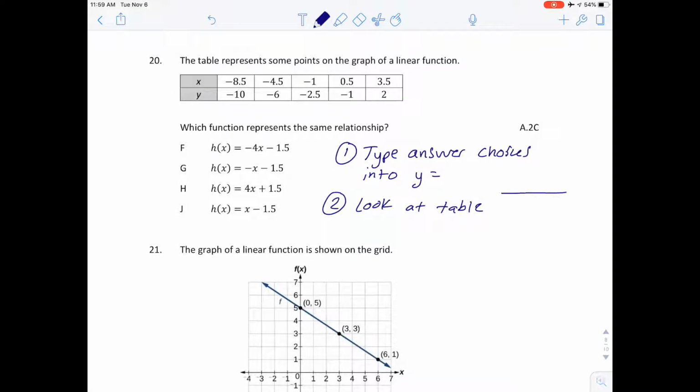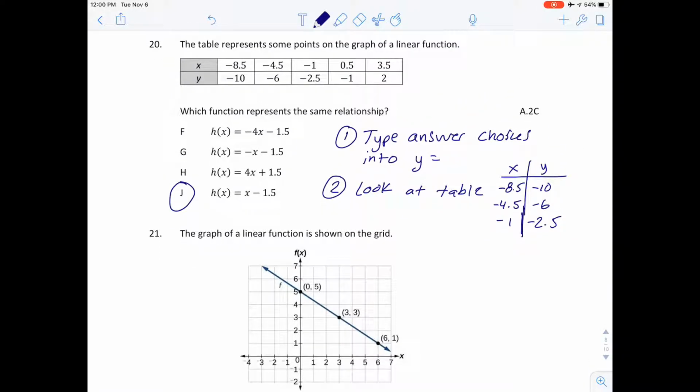All right, so that means just a couple of points here. When x is -8.5, the y value needs to be -10. So don't get confused since you're looking at a horizontal table up here. So on and so forth, right? The only problem is on your calculator, your table is going up by ones. So the easiest point to look at is -1 and see which one has a y value of -2.5. And when you do that, that is going to be J.